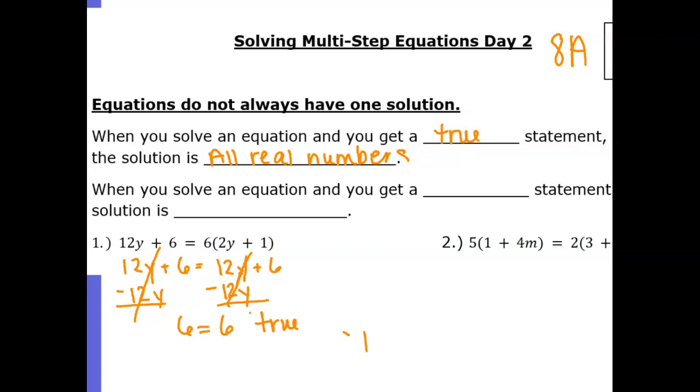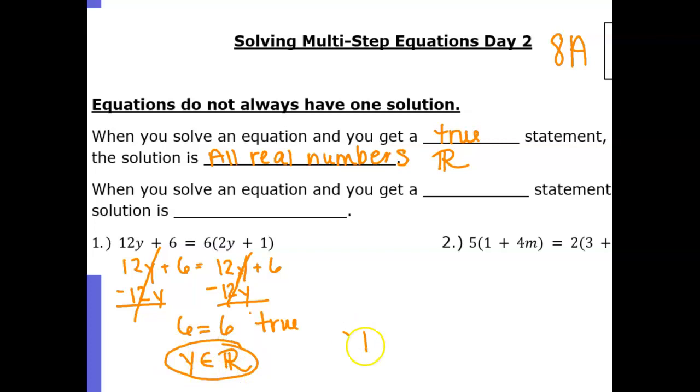The symbol that we have for all real numbers looks like an R, but it has a double vertical line. So that's the symbol for it. An example would be like 6 equals 6. That would be an example of all real numbers. And we can say that y is an element of the real number set. You might see it look kind of like that as well. But we're saying y can be any value.